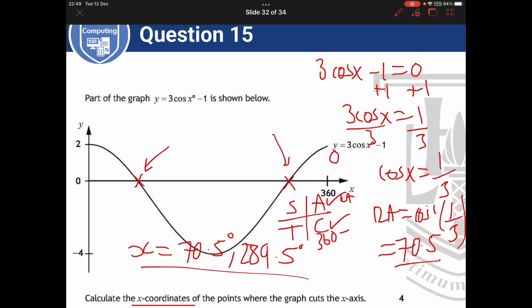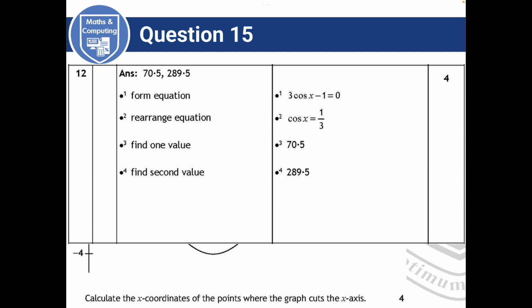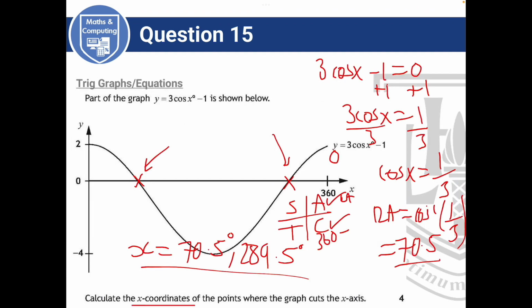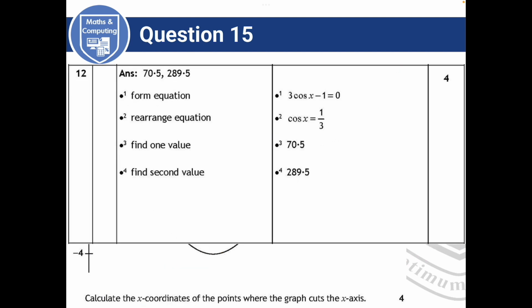So let's have a look at the marking scheme. So one for forming the equation, like I said, that's often the trickiest part if it's not given to you straight away. So here we had to work out to set it equal to 0, then begin to solve. Find one value, so that was a related angle, in this case 70.5, and then for finding the second value, that's your CAST diagram part. So 4 marks there for solving that trig equation. And that is our last question.